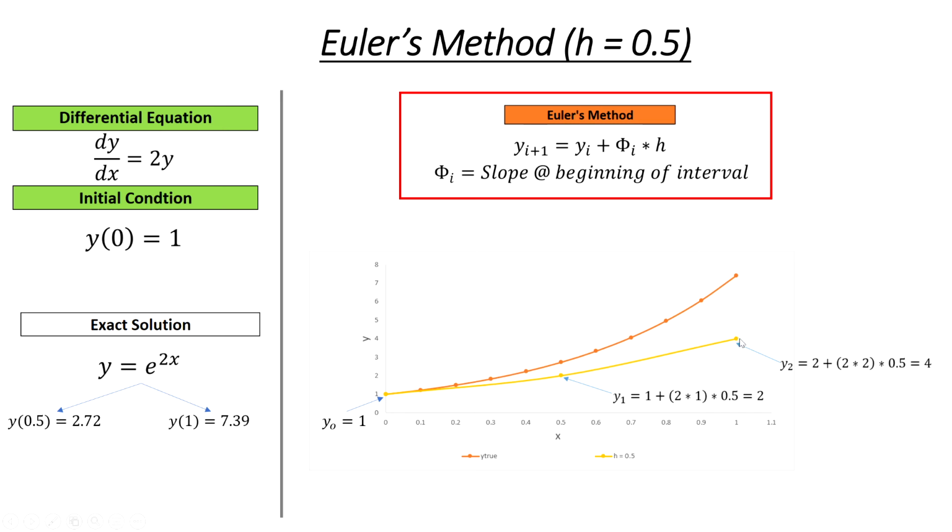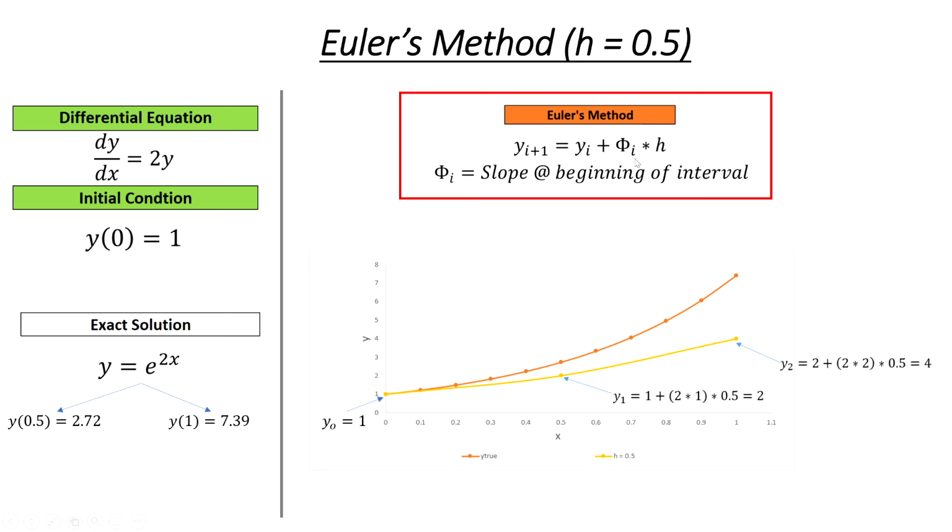So why do we have a lot more error in the second estimation than the first one? Remember, this is a linear extrapolation. From 0 to 0.5, this function is closer to linearity than from 0.5 to 1. So we have more curvature from 0.5 to 1 than from 0 to 0.5, which is why we had so much more error in this second interval than in this first interval.